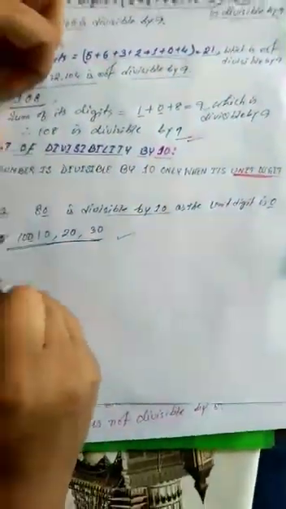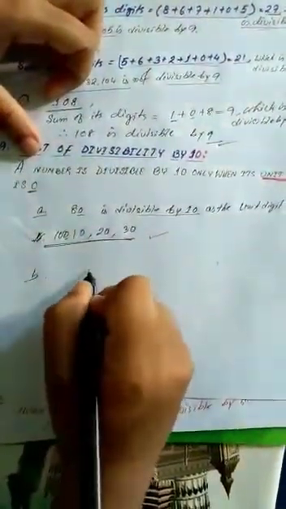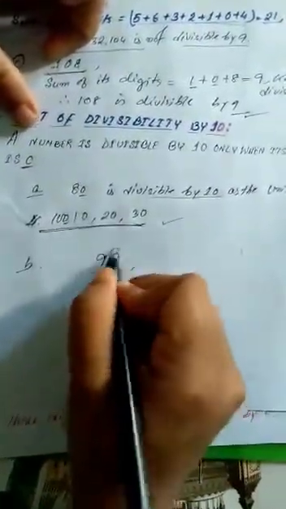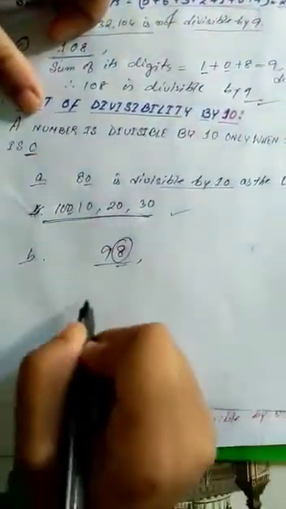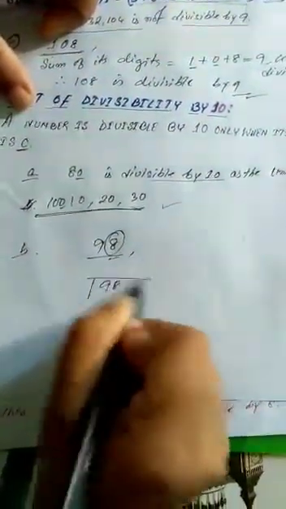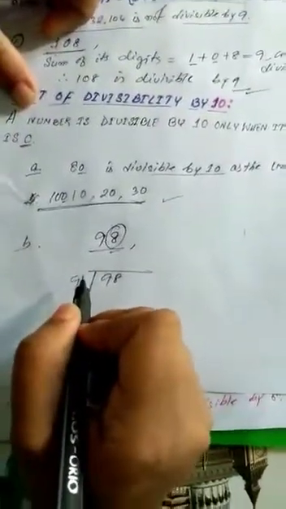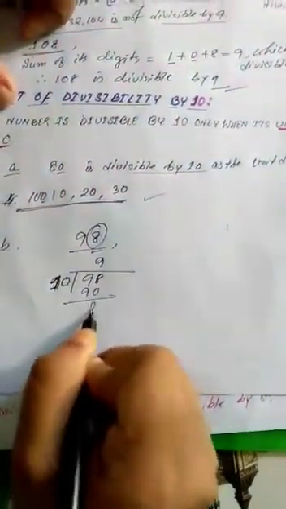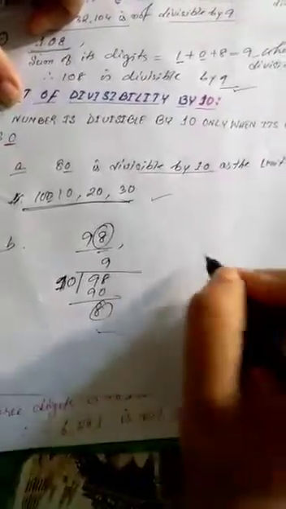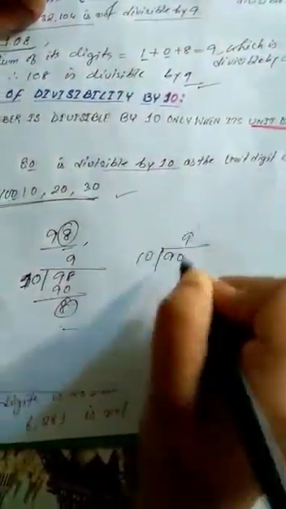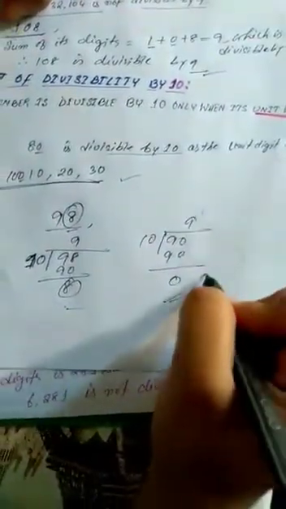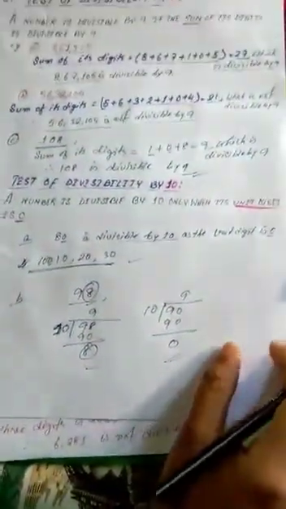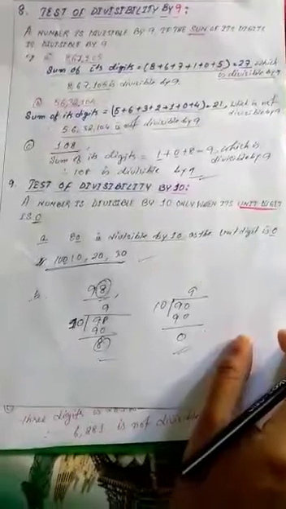And see, if another number is like 98, is it divisible by 10 or not? How will we check it? The ones place digit is 8, that means it is not divisible. If you divide also, you will see: 10 nines are 90, and the remainder is 8, so it's not divisible. But if it is 90, then we can divide, 10 nines are 90. So it's completely dividing. That's why I am saying if the unit digit is 0, it is completely divisible by 10. Alright students, I hope this is clear to you now. All the tests are done.